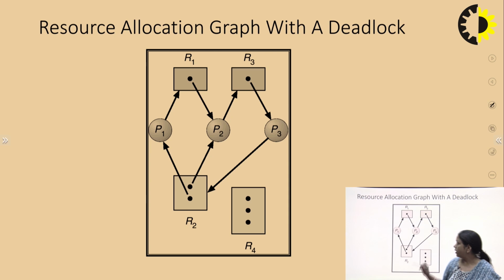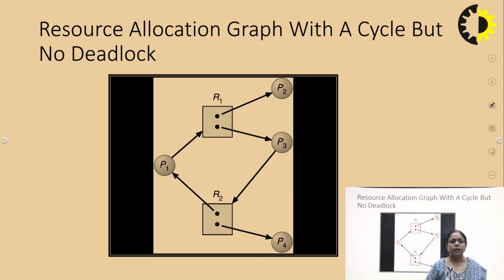Now we have another graph where we have one more edge from P3 to R2. Now you can see we have a cycle. There is a cycle in the system. If there is a cycle, then there is a chance of deadlock in the system. But there is also a possibility that there is a cycle, but we don't have any deadlock.